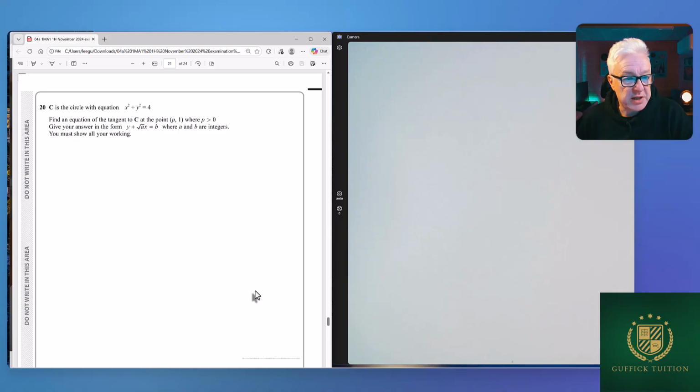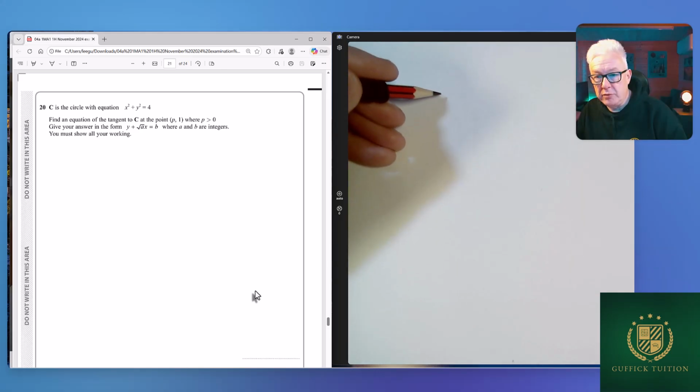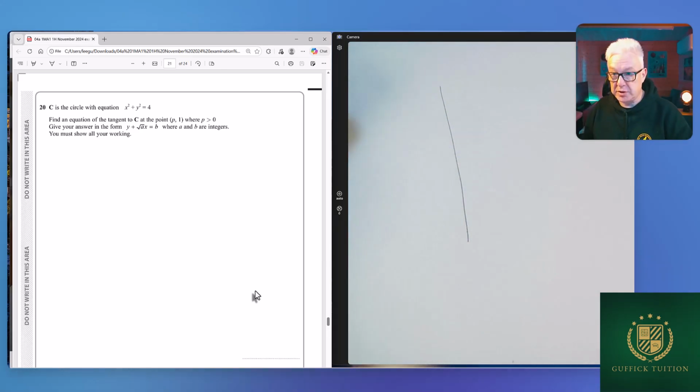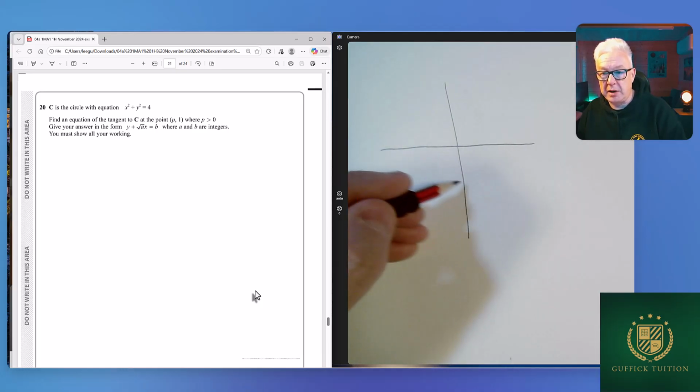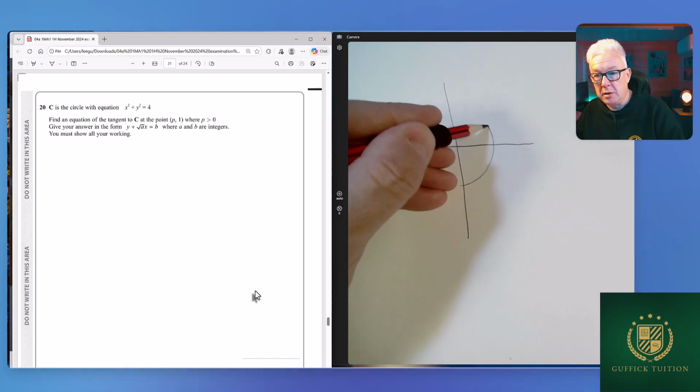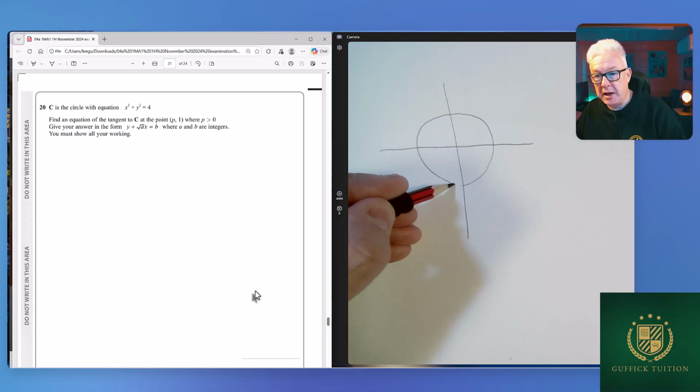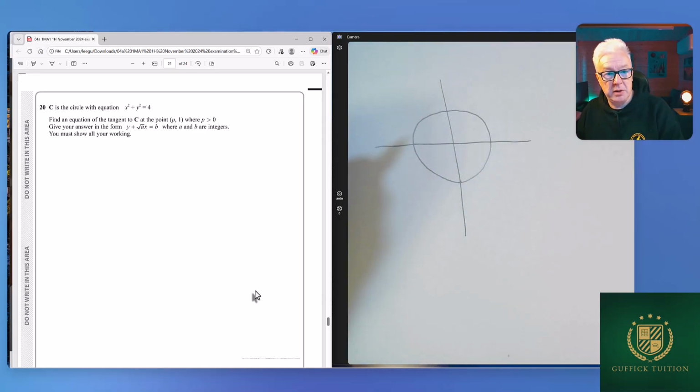Find an equation of the tangent to C at the point P, 1, where p is greater than 0. Give your answer in the form y add root a x equals b. So it's a really useful question to know how to do. And in my experience at GCSE, most students don't know how to do this. So it's like grade 9. But it's a very standard thing that you need to know how to do at A-level.